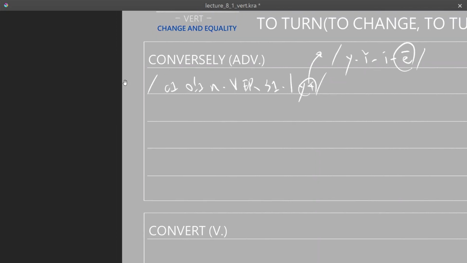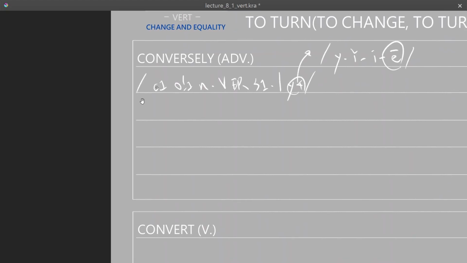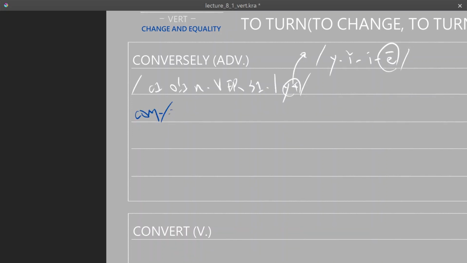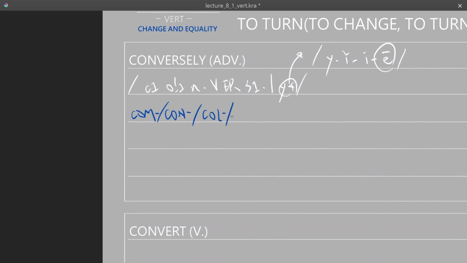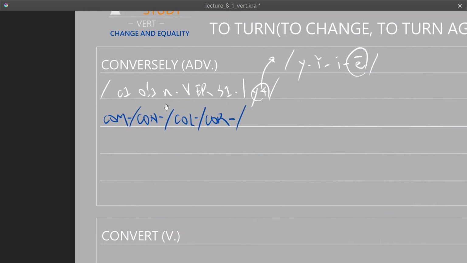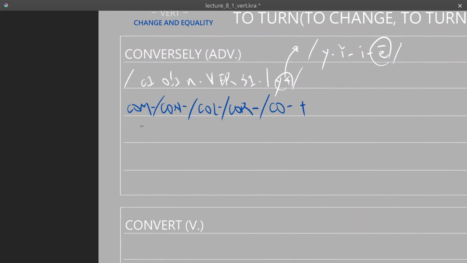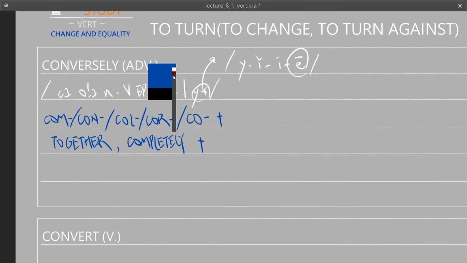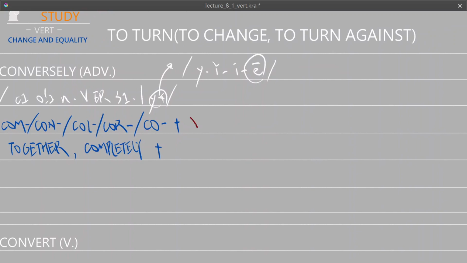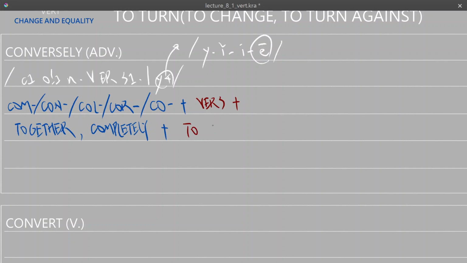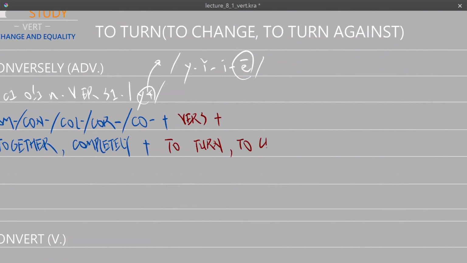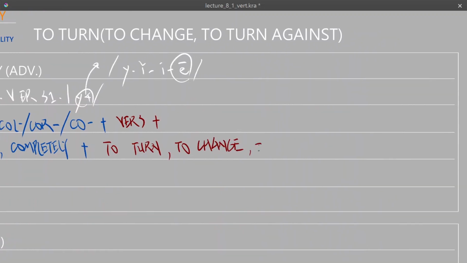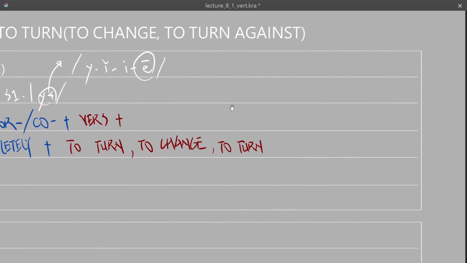So we have the prefix con, meaning together or completely. That's the variant of COM, CON. Remember, M, N, L, R: drop all the consonants, that's co, so it means together, or as an intensifier, it means completely. Now we have again the main building block, verse, meaning to turn, to change. In this case, it means to change. And we also have to turn against something.